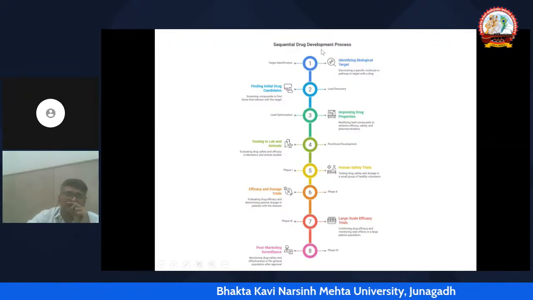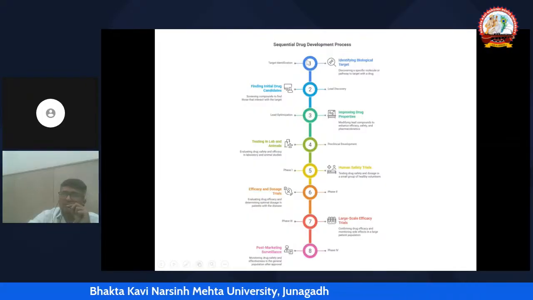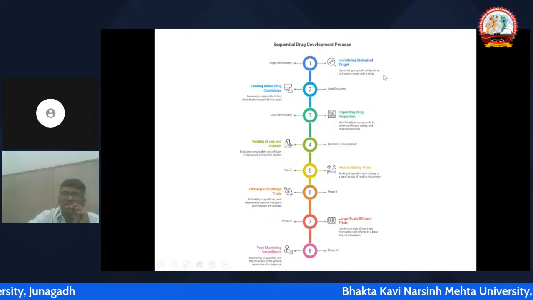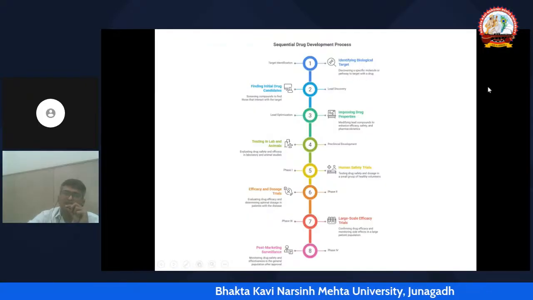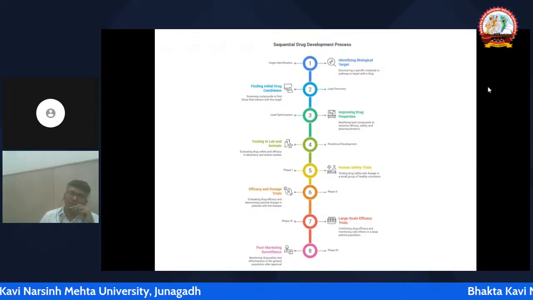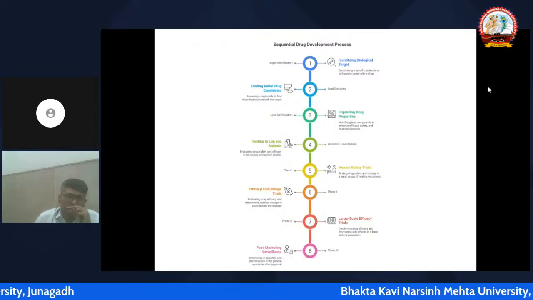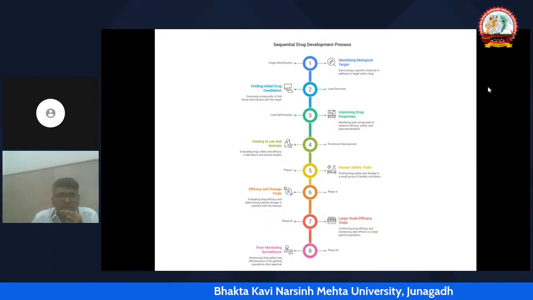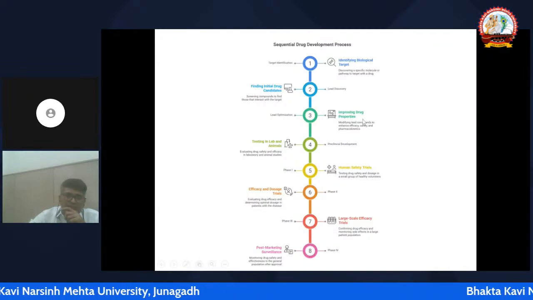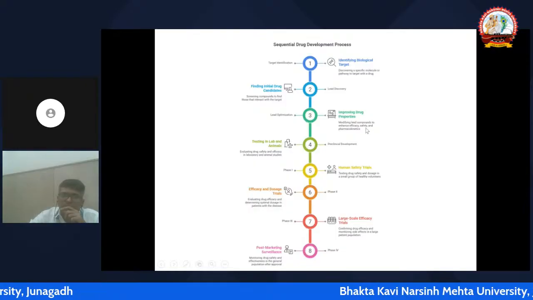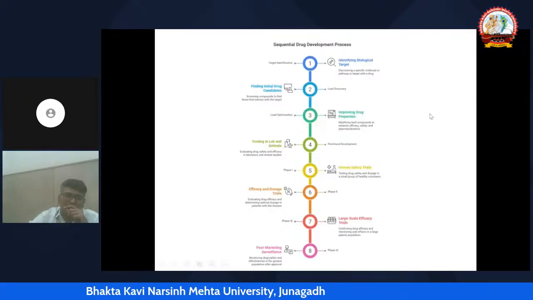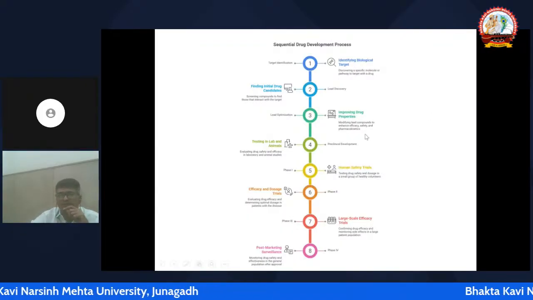So when we go through the drug development process, the sequential steps are: the first one is target identification, meaning the discovery of specific molecules or pathways to target with the drug. After that, second is lead discovery, meaning lead identification, screening of some compounds to find those that interact with the target. After that, lead optimization to improve the molecule's properties, enhancing efficacy, safety, as well as pharmacokinetic properties, meaning absorption, distribution, metabolism, and excretion.